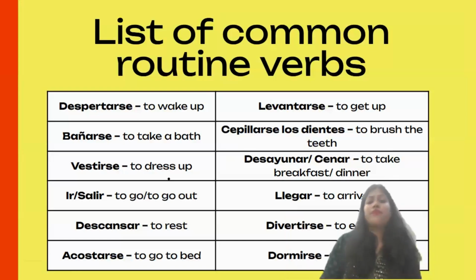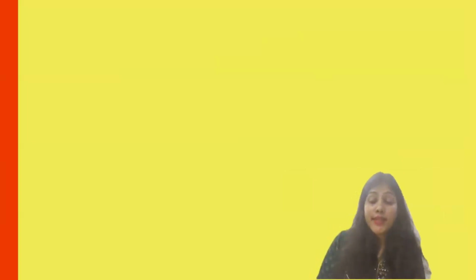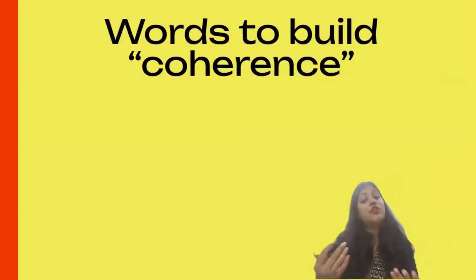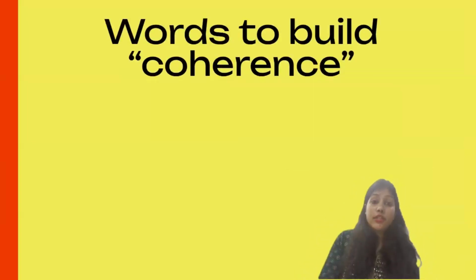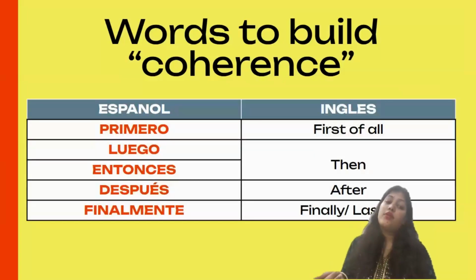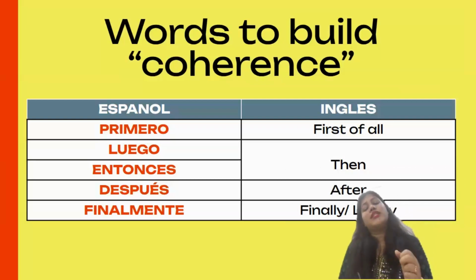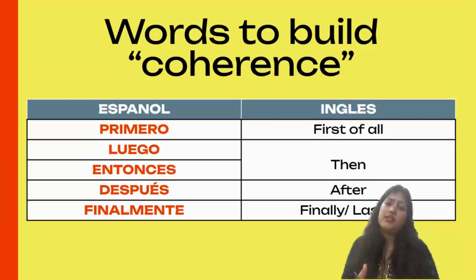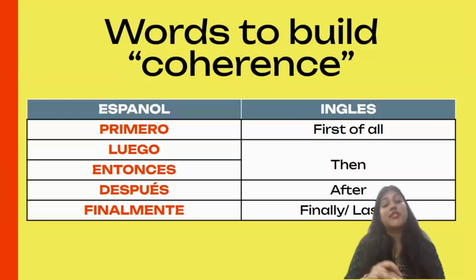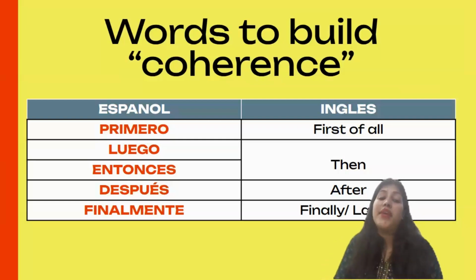Okay, now उसके अलावा when you are writing a paragraph, आपको वो पैराग्राफ लिखने के लिए कोहेरेंस बिल्ड करनी पड़ती है. कोहेरेंस मतलब सीक्वेंस. आप चीजें सीक्वेंस में ही तो लिखोगे ना, रैंडमली कहीं भी कुछ भी तो नहीं लिखोगे, राइट? सो कौन कौन से वो वर्ड्स हैं जो आपको हेल्प करेंगे टू बिल्ड दैट कोहेरेंस इन योर पैराग्राफ? And like what is an activity you did first of all? So you say primero. For then you have some words like luego, entonces, and then for after you use después, and finally, and for saying finally we say finalmente.